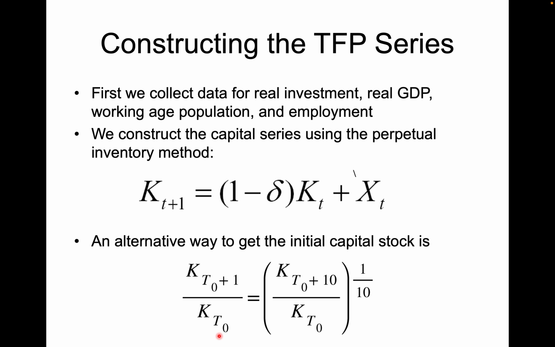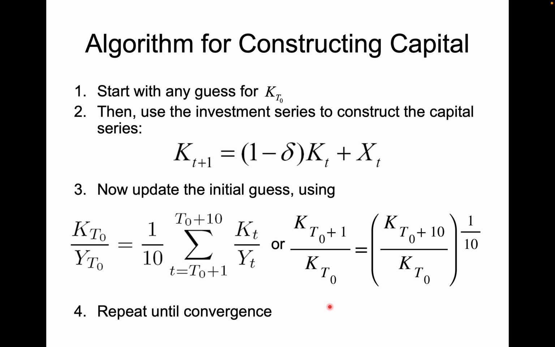Again, I'm going to guess what the capital stock is in 1960, then use the real investment data to calculate the capital series. And then I can calculate, and here it's called a geometric average, the average growth rate over the next 10 years, right? So if the average growth rate over the next 10 years is 2%, but given my initial guess at the capital stock in 1960, it grows by like 20%, that probably means that my initial capital series needs to be higher, okay? So that's another way to initialize the capital stock.